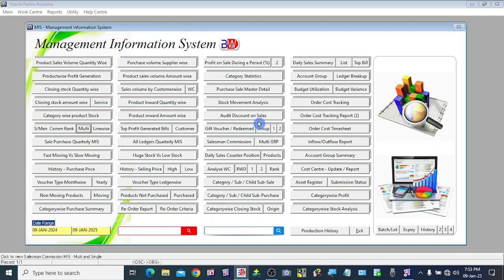There are various management information systems available. In the next session, we will discuss the other managerial information system reports that we haven't discussed today.